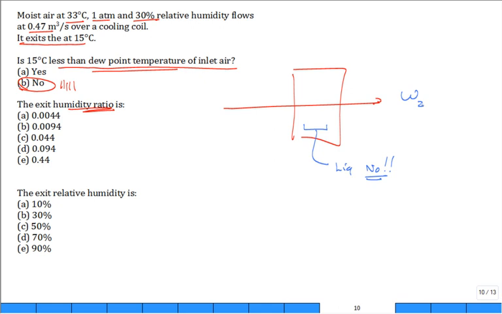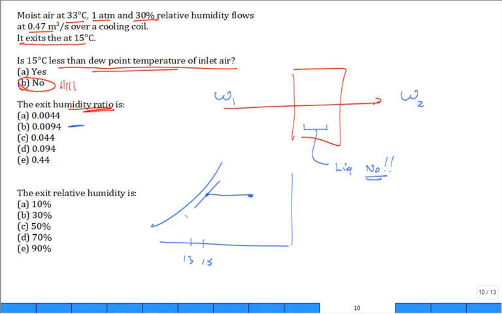The same as 1. And what did we say omega 1 was? 0.0094. This one? Yeah, okay. All right, what is the exit relative humidity? So what happened on our psychrometric chart, we're over here and we just sort of cooled it. We didn't get all the way to 13, we went to 15 and we stopped. And we have to pick up the relative humidity.